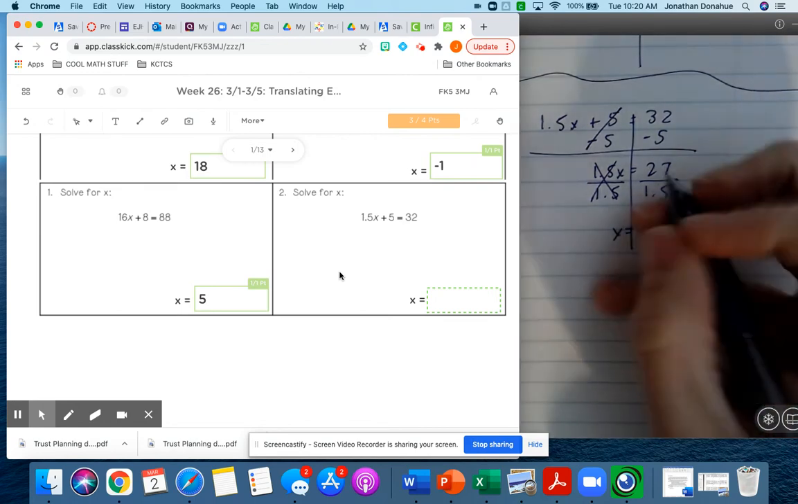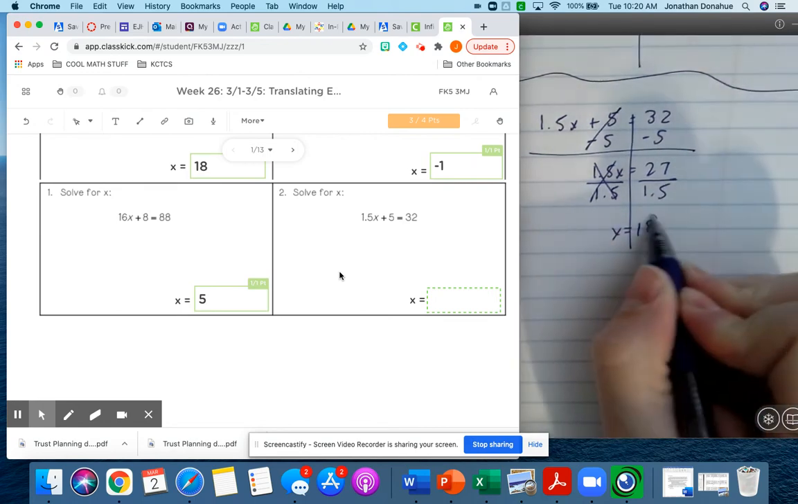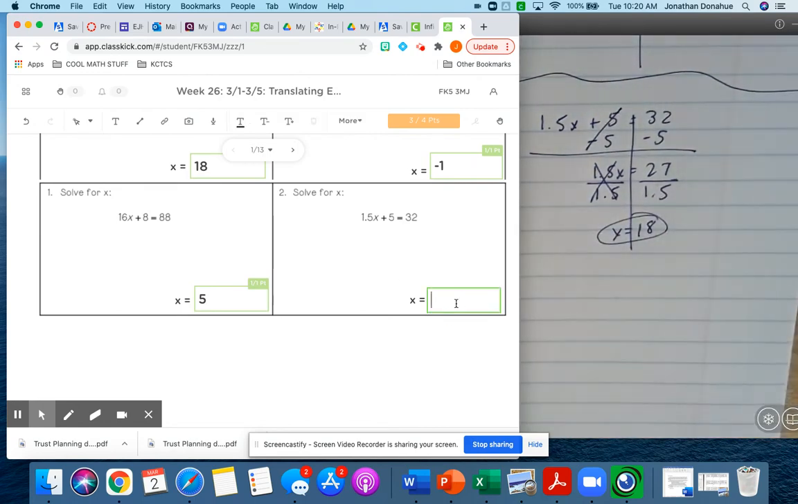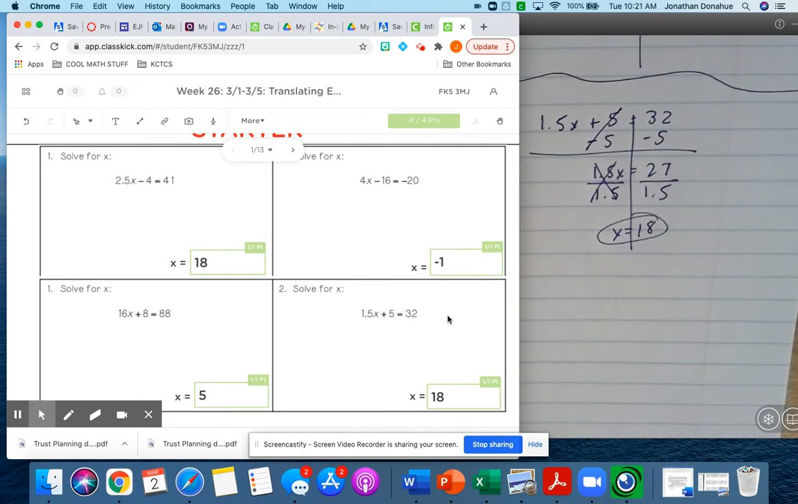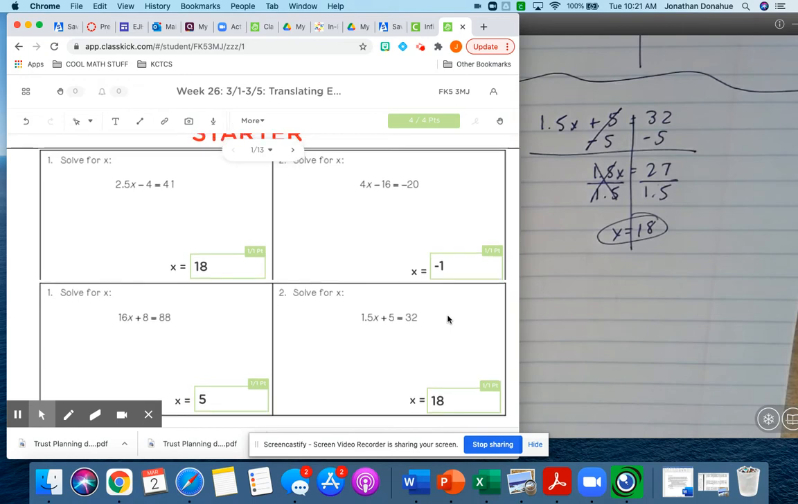And I get 18 again. And that gets me all 4 points for this slide. Hopefully you are watching and working through those together. Solving equations is probably one of the most used skills going into 8th grade math. So it's one of those that if there's something that you don't want to skip over, this is probably it.